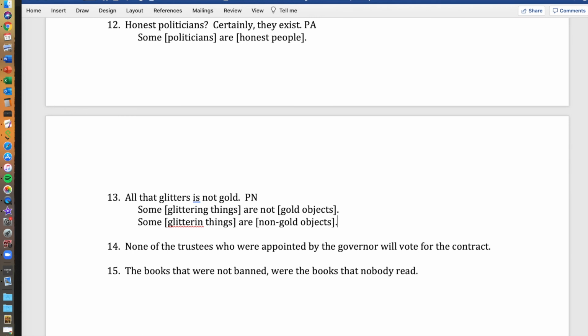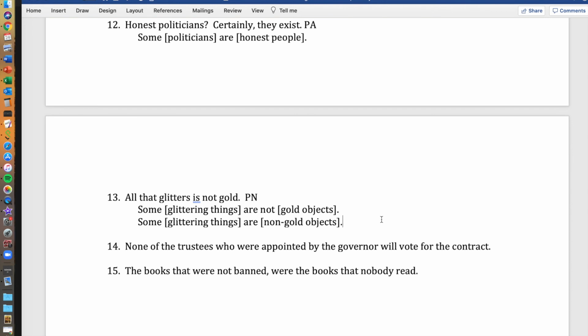What you've done is you've replaced the original predicate term with its complement, but in doing that, you've also changed the quality of the whole statement, I mean. And in fact, if you make a Venn diagram of my first answer here, some glittering things are not gold objects, that Venn diagram would match exactly the Venn diagram that you would create for the second of the answers here. They would be identical because the two statements are logically equivalent. So either of those answers would be correct.